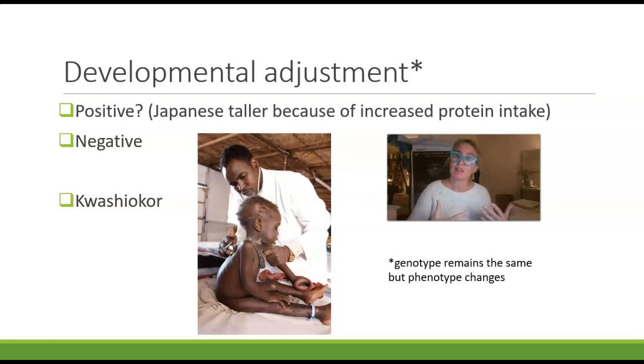But if it is allowed to exist for too long, that child will then have other growth issues, health problems as they get older, also possibly some developmental issues because their brain was not getting enough nutrition either. So this is developmental adjustment happening in a person's lifetime. It's not genetic.